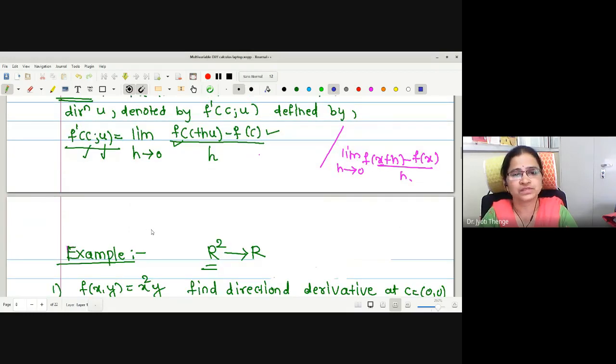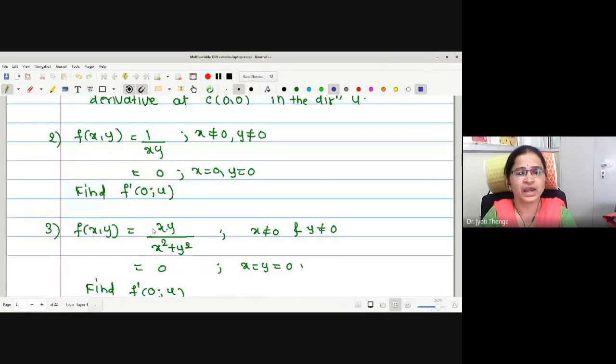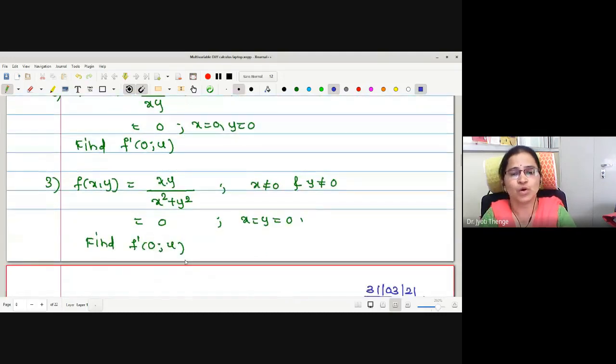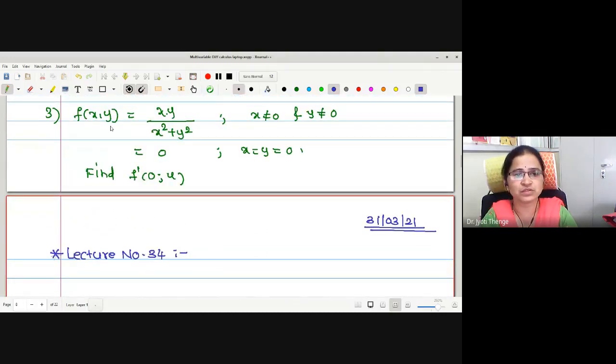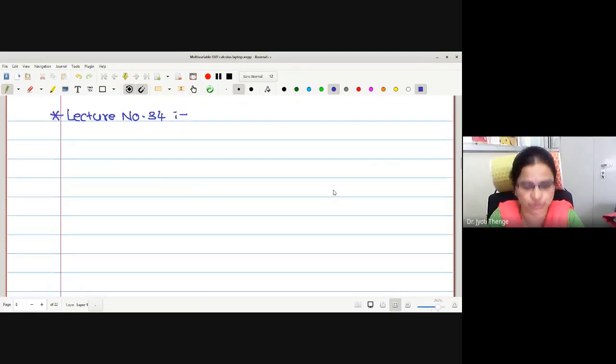We have solved some examples, I think only one example, and I have given these two examples for homework. Let me solve this third example also, for the examples to be very clear to you. Let me solve that number 3 example.